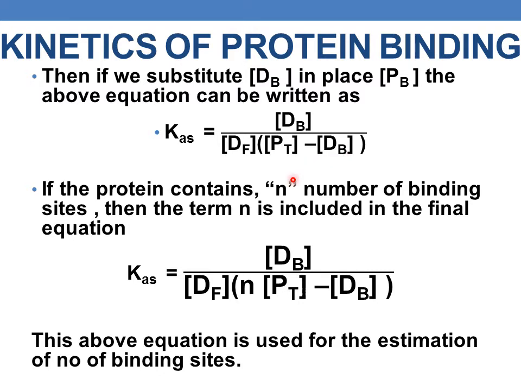And if the protein has n number of binding sites, then the term n is included in the final equation, and the final equation becomes Ka equals Db by Df into n Pt minus Db, where n is the number of binding sites. And this above equation is the basis for the determination of the number of binding sites.